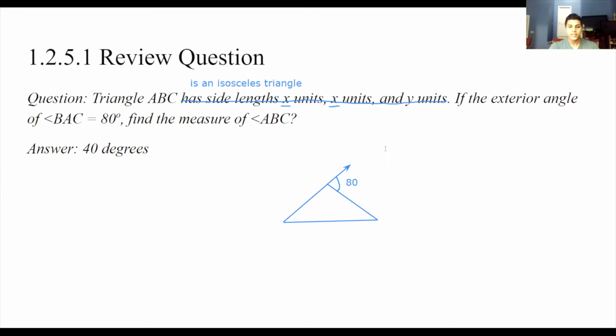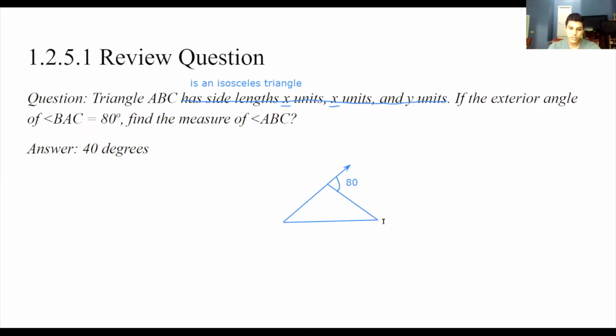When you're solving these questions and drawing diagrams, it's always best to try and draw a diagram that looks the most like what you're solving for. Because I could draw any triangle theoretically and still be able to solve it, but it's a lot easier if I have a triangle that actually looks like the one the question is describing. So I know that this triangle is triangle ABC. And I know that the exterior angle of angle BAC is 80 degrees, which means that this angle has to be the exterior angle of angle BAC.